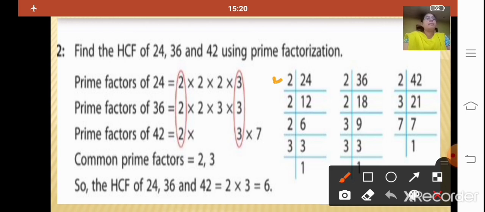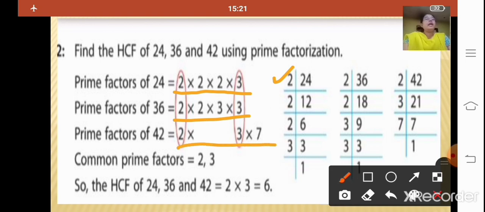We'll start with the prime number 2. Now 24 is divisible by 2. So 2 ones are 2, 2 twos are 4. So like that we will find all the prime factors of 24. We'll find the prime factors of the number 36 and we'll find the prime factors of the number 42.